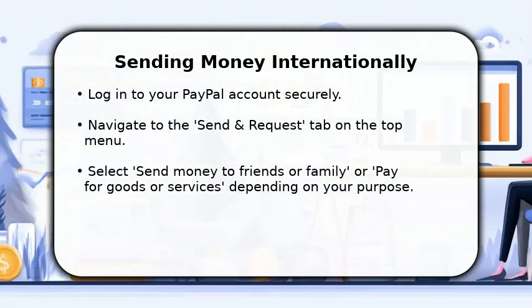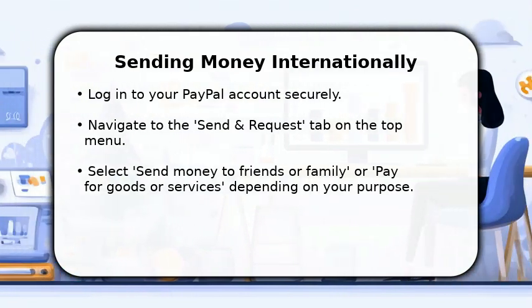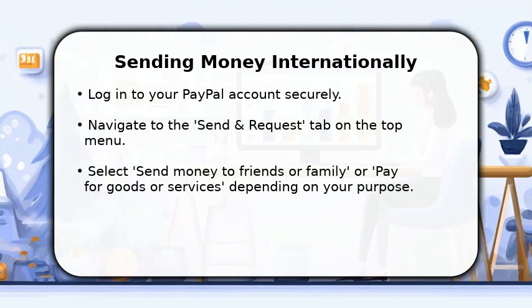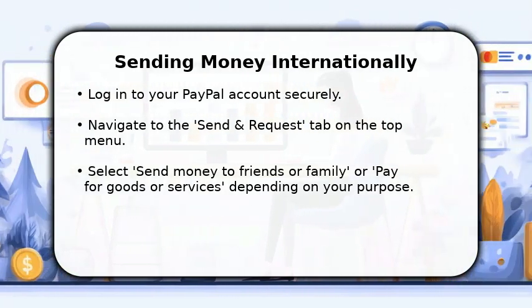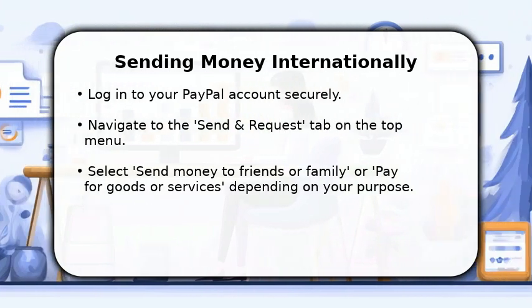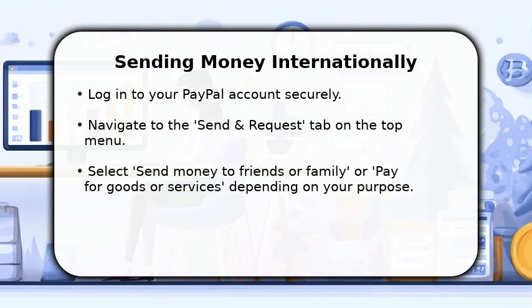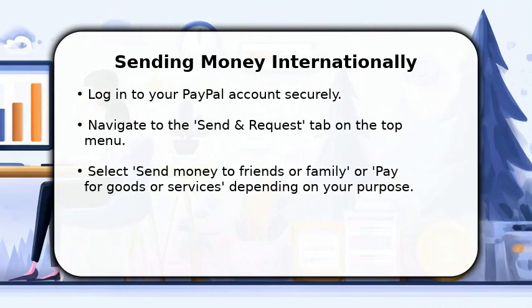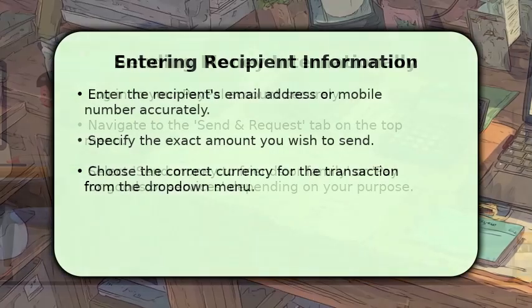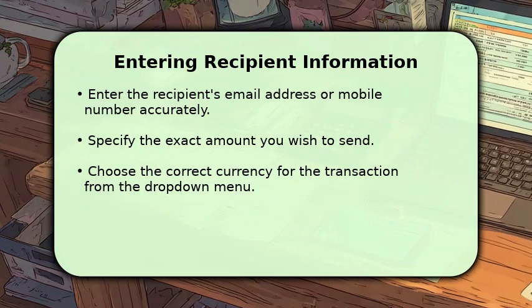First, you'll want to log into your PayPal account. Once you're in, simply navigate to the Send and Request tab. From there, you'll choose whether you're sending money to friends or family, or paying for goods or services. This initial step is crucial for setting up your international transfer smoothly and efficiently, ensuring you pick the correct transaction type. Next, you'll need to enter the recipient's email address or mobile number.